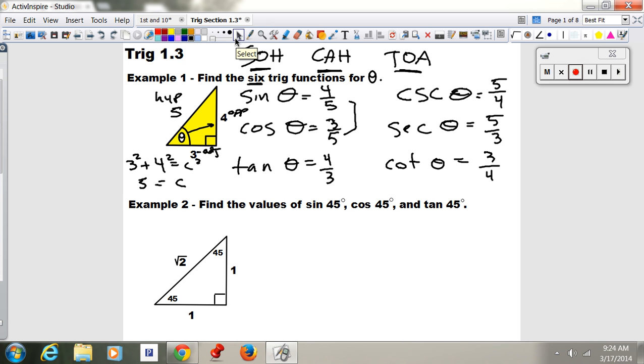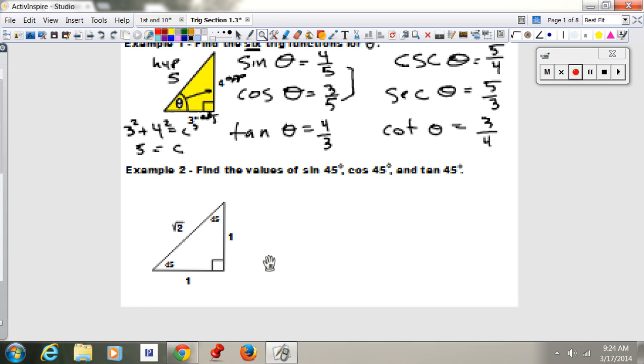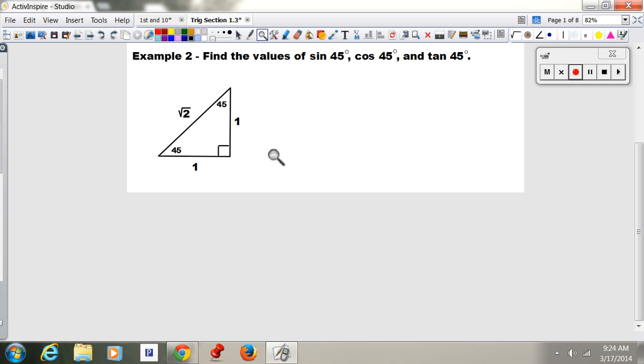All right, let's look up at example 2 here. We want to look for the sine, the cosine, and the tangent of 45 degrees. So sine of 45, cosine of 45, and tangent of 45. And they gave us two 45-degree angles and a 90 down here, and they gave us the sides.